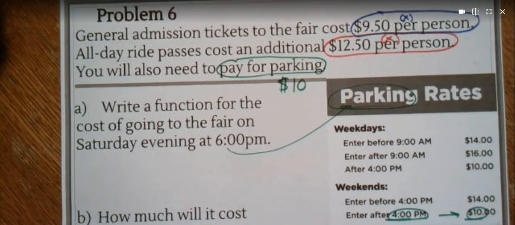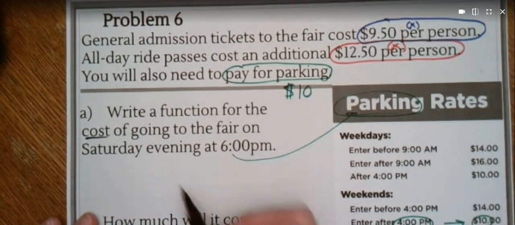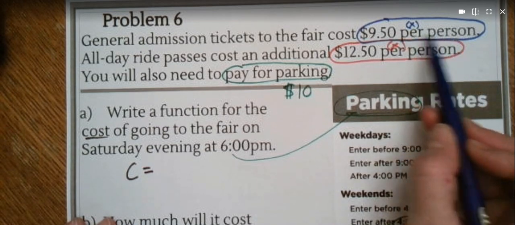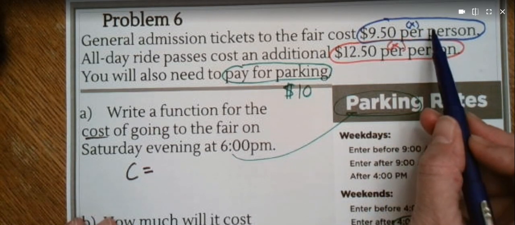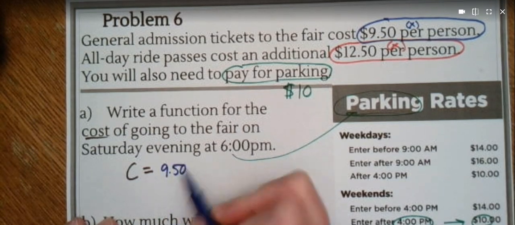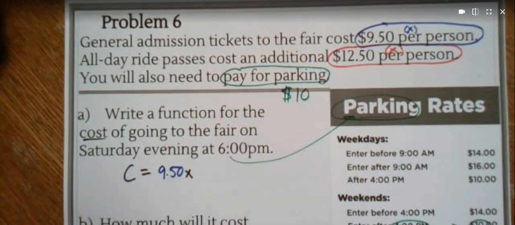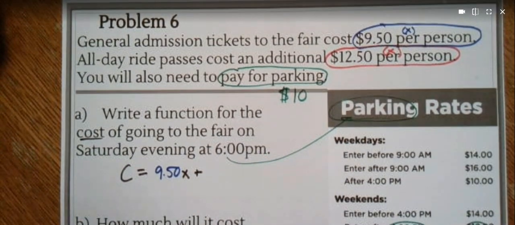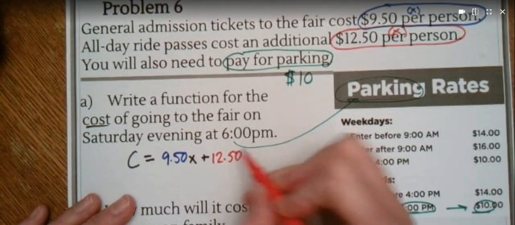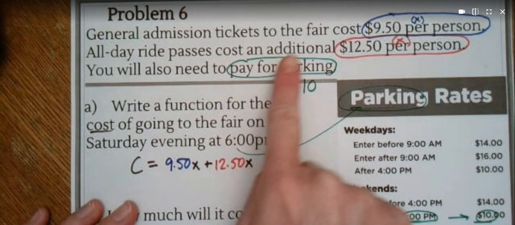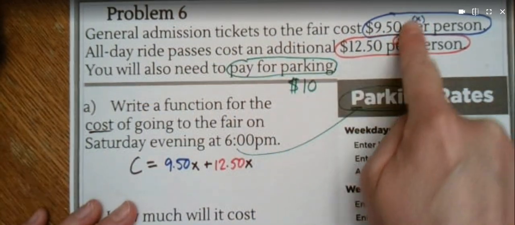All right, so let's start with our function here. Cost, our function for the cost of going to the fair. The cost will equal. All right, so what am I paying for here? $9.50 per person. So this is my multiplier. This is going to change depending on how many people come. So I have $9.50 times X, and X is the number of people. We'll just say it's X, okay? But then I also have to pay $12.50 per person again, because that's a per person fee for the all-day ride passes. The admission to the fair and the ride passes is per person.